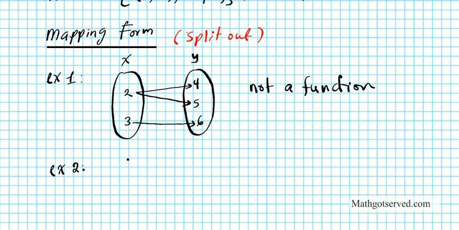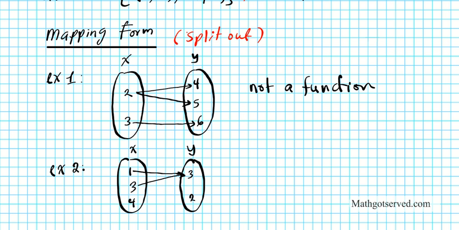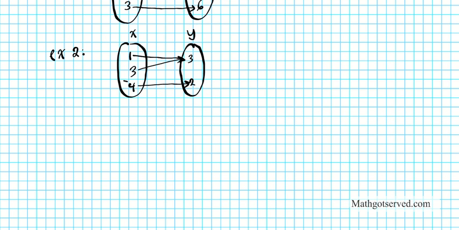Slightly tricky. Let's see if you can get this one correct. For the x's, you have 1, 3, 4. And for the y's, you have 3, 2. And you have 1 going to 3, and then 3 going to 3, and then 4 going to 2. All right. Now take a look at this. Is this a function or not?